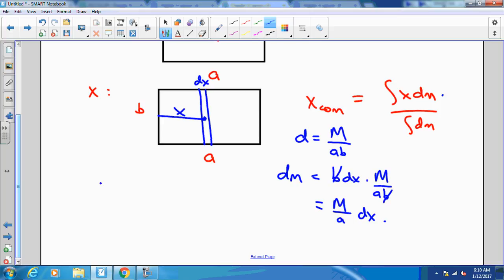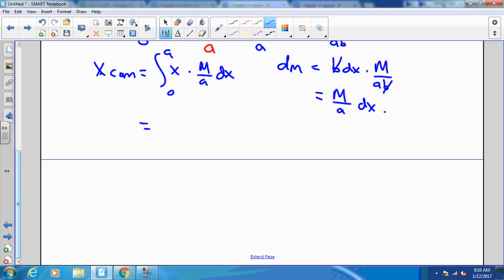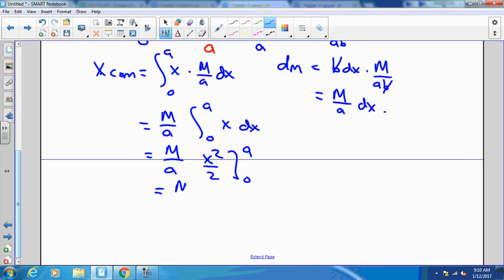And this allows me now to substitute here, so that x center of mass is going to be equal to the integral of x times m over a dx. My limits of integration are going to be taken from the first x to the last x, which is 0 to a. Just like that. Out comes the constant m over a. And the integral of x dx is x squared over 2. So that I get m over a times a squared over 2.